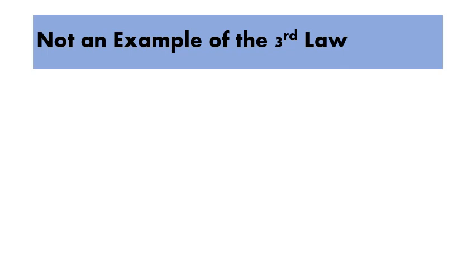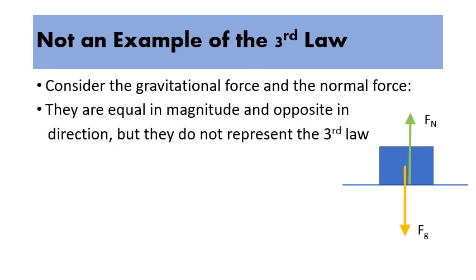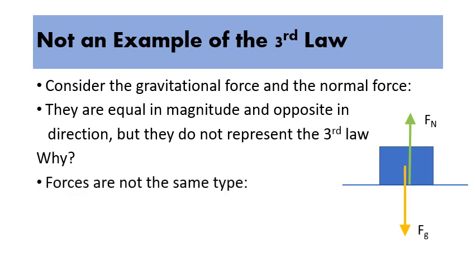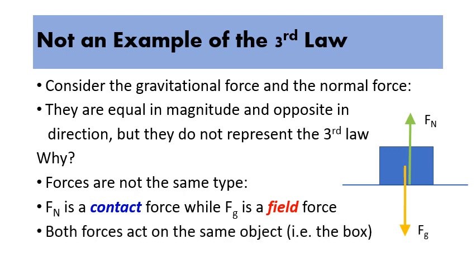Finally, we're going to look at one last scenario. Consider the gravitational force Fg and the normal force Fn acting on a box resting on a horizontal floor. These forces are equal in magnitude and opposite in direction, but they do not represent Newton's third law. Why? Two reasons, actually. The first is that the forces are not of the same type. Fn is a contact force, while Fg is a field force. Secondly, both forces are acting on the same object, namely the box.